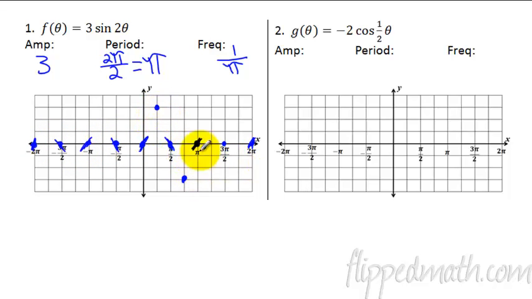And then we can just count over. So it goes down and up. Down, up, down, up. So see all these? We're going to fill out this whole graph.